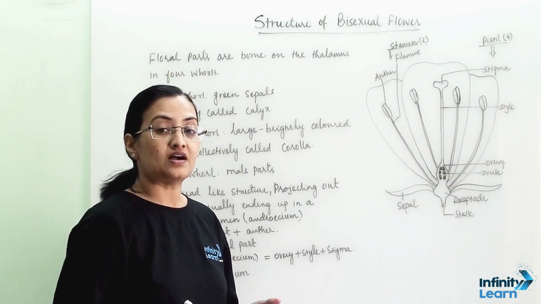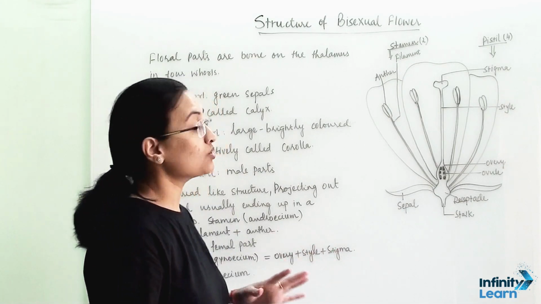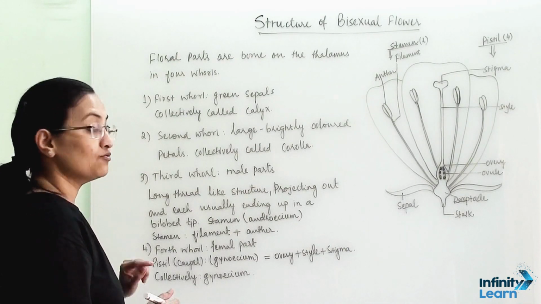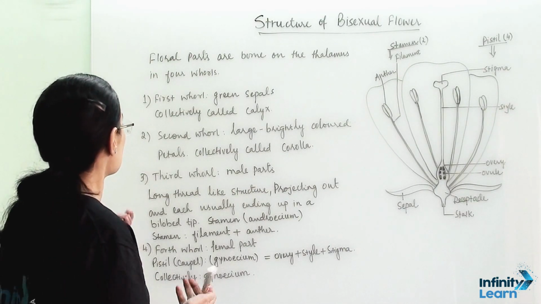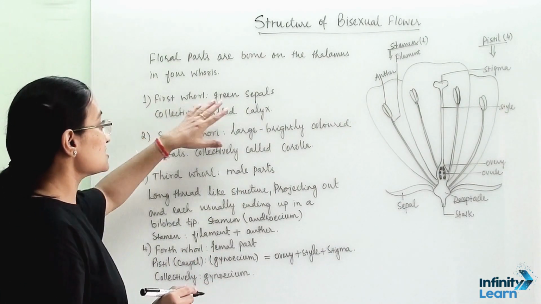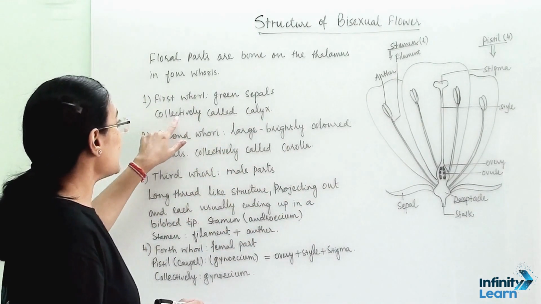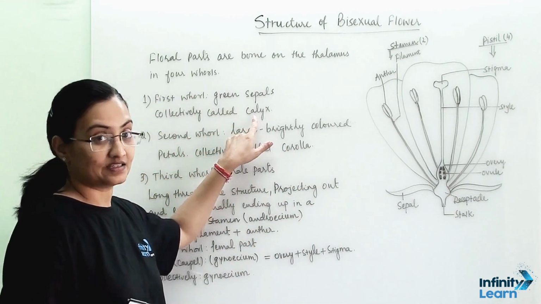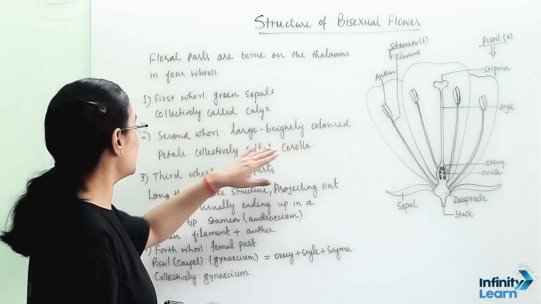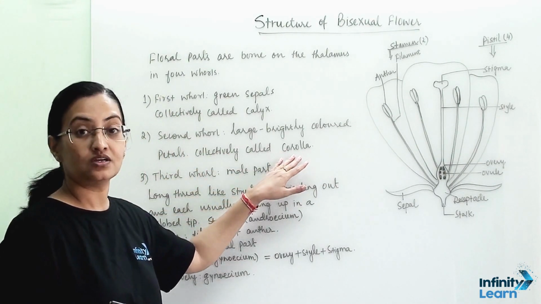Now floral parts borne on the thalamus are separated into 4 whorls: first whorl, second whorl, third whorl and fourth whorl. So let us talk about all of them one by one. First whorl. The first whorl consists of green sepals. We are talking about sepals, and collectively they are known as calyx. The second whorl consists of large brightly colored petals, these petals, and collectively they are called corolla.